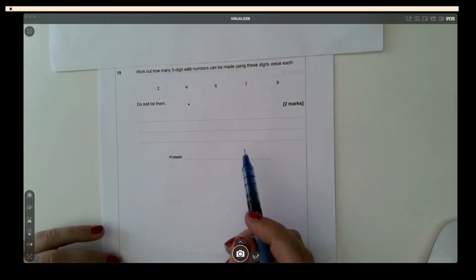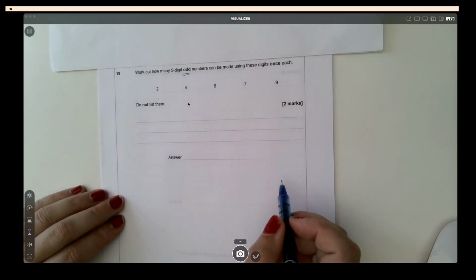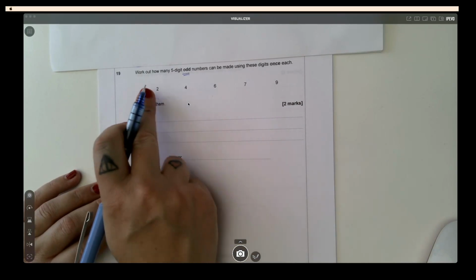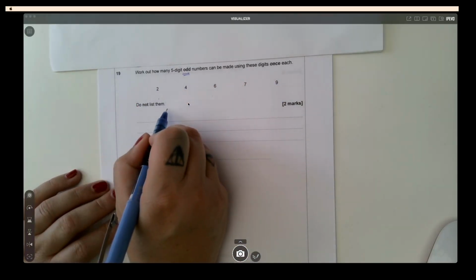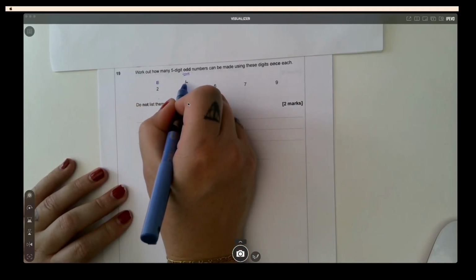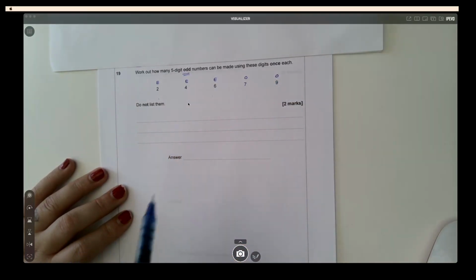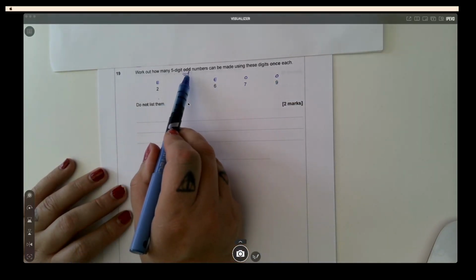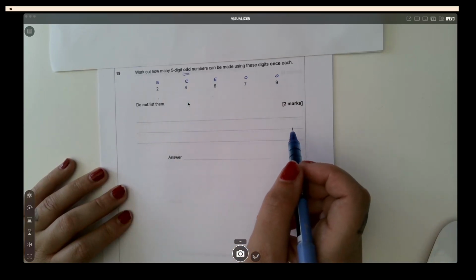Question 19. Work out how many 5-digit odd numbers can be made using these digits once each. We've got 1, 2, 3, 4, 5 digits. So we can't list them, and it would take a while anyway. So here we've got an even, even, odd, even, odd. This is important because we want to make an odd number. So if we want to make an odd number, then that last digit has to be odd.